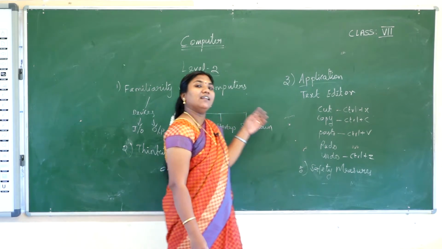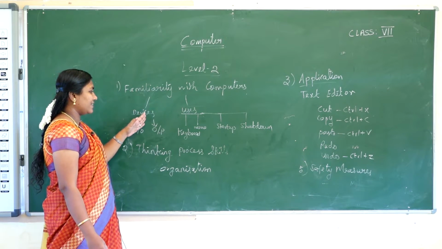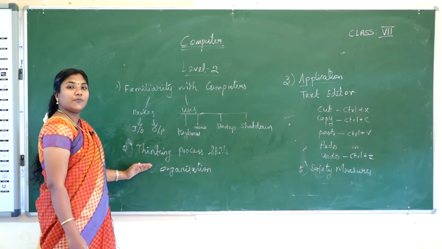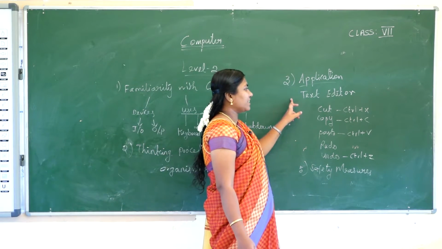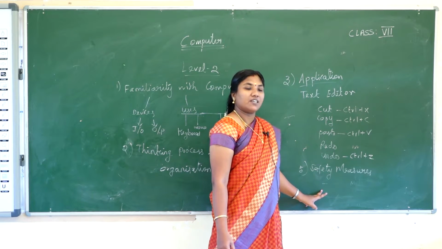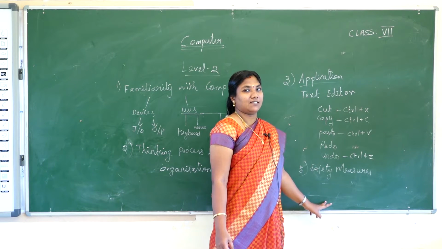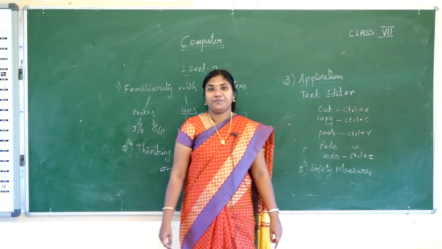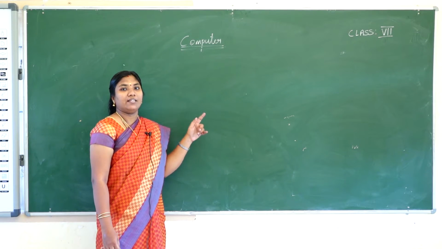So these are the level 2. In level 2, you learn familiarity with computers, the devices and the users, and in thinking process skill you will be knowing how to organize the folders, and in application you will be using Tux Paint and text editor, and in safety measures you will be knowing about the distance between the monitor and your eyes and some asanas. Okay students, so you have learnt up to level 2. Now we are moving to level 3.